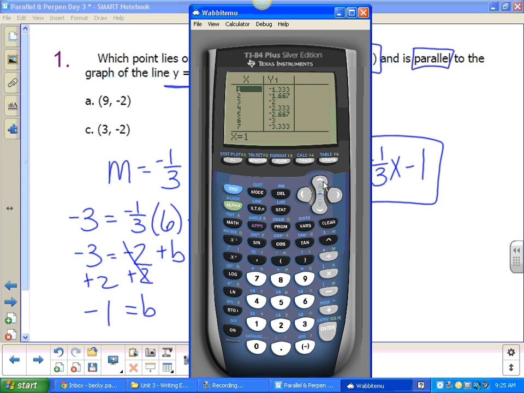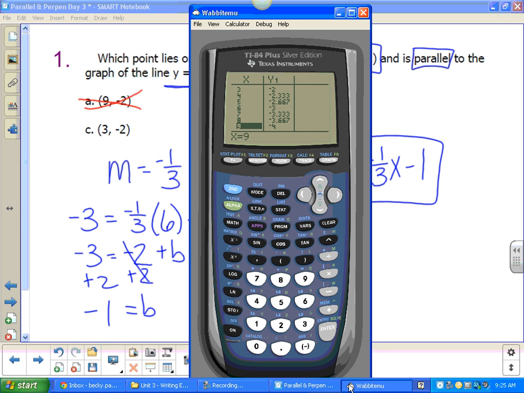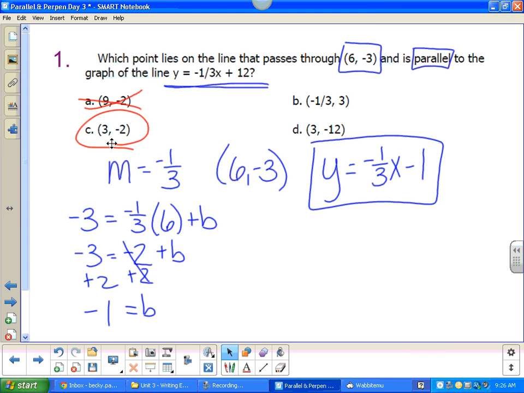I'm choosing my up arrow or your down arrow to scroll through all of these points. So now all I have to do is test them. A is (9, -2). So let me get down here to where x is 9. And when x is 9, my y is not -2, so I know it's not A. Okay, let's look at C since it's sitting right here. C says (3, -2). We'll look right there. (3, -2). That's my answer. The other 2 points are not going to be on that graph.